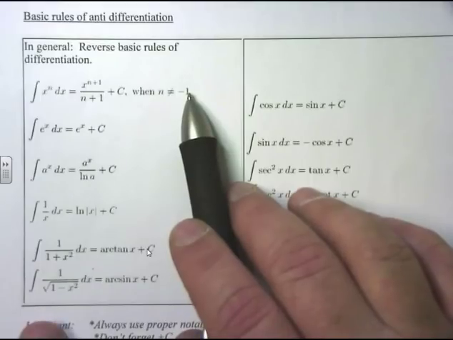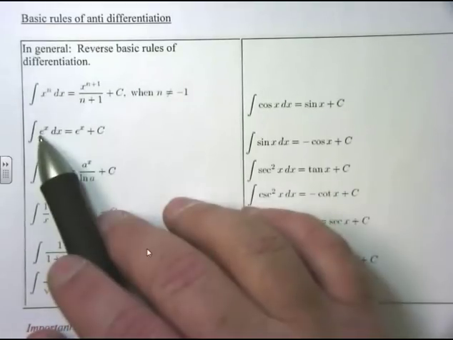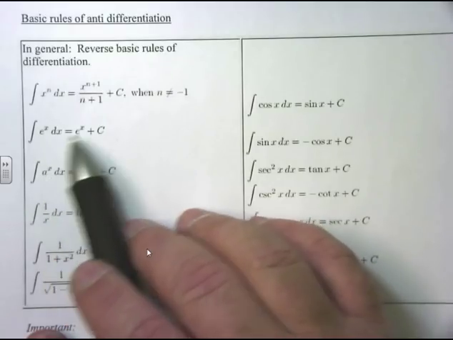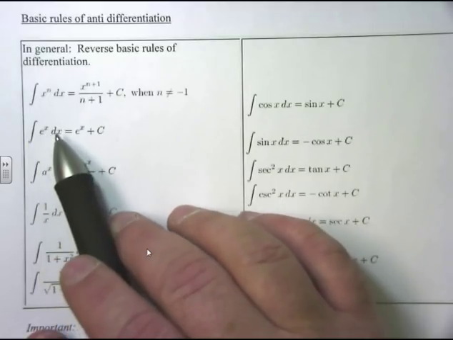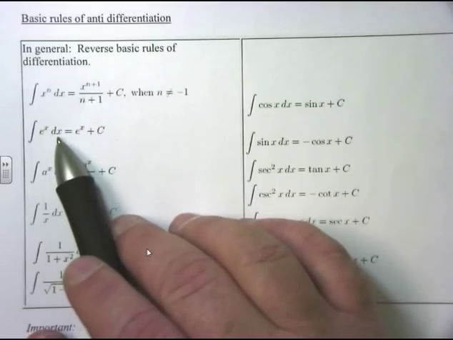So let's look at some of your other basic rules here. Since the derivative of e to the x is e to the x, the antiderivative of e to the x is also e to the x. This would be the integral or antiderivative of e to the x with respect to x. This is what that dx stands for. With respect to x. That tells you what the variable is in your particular problem.